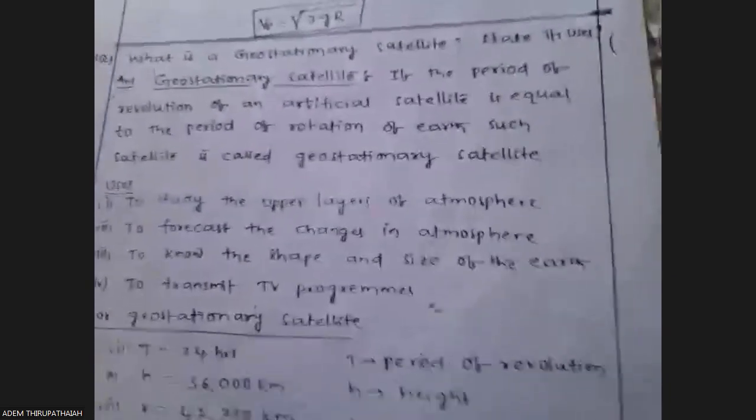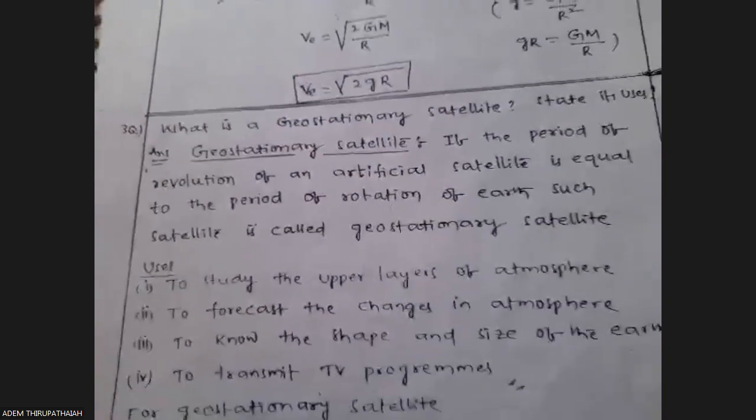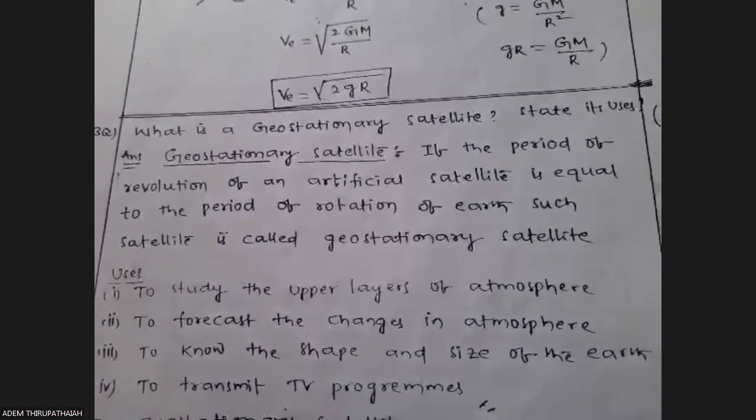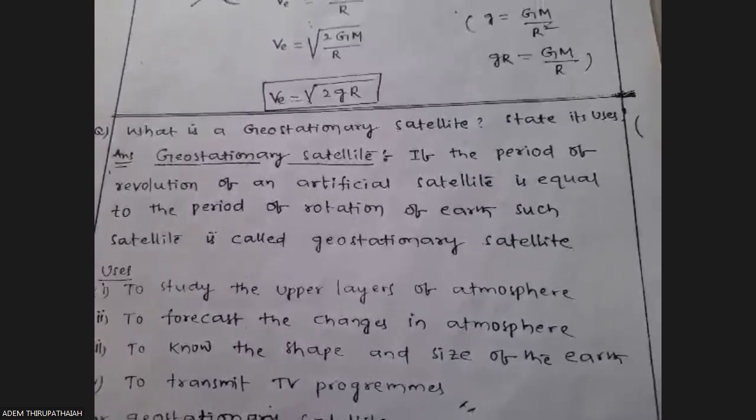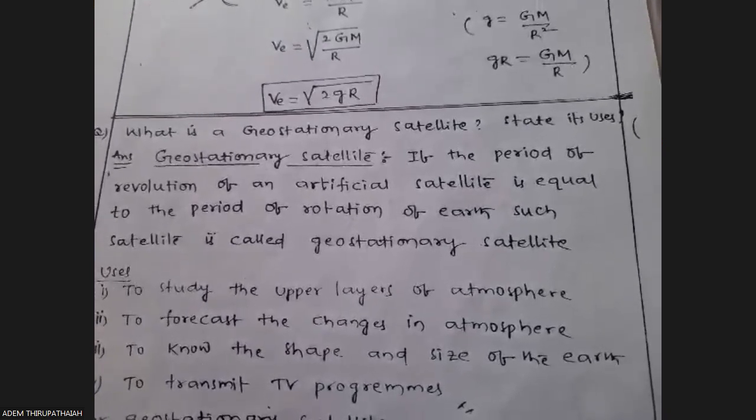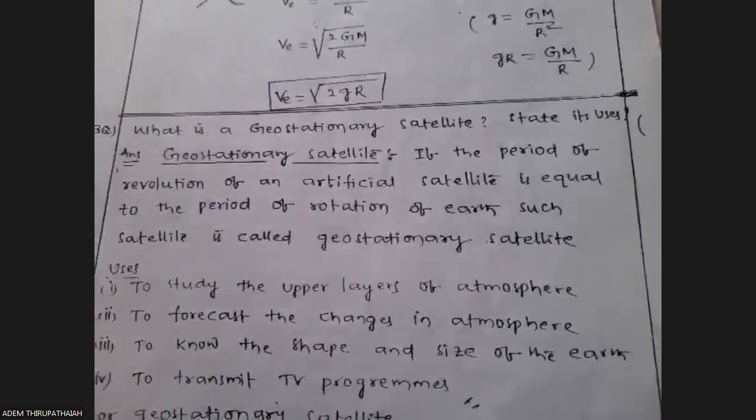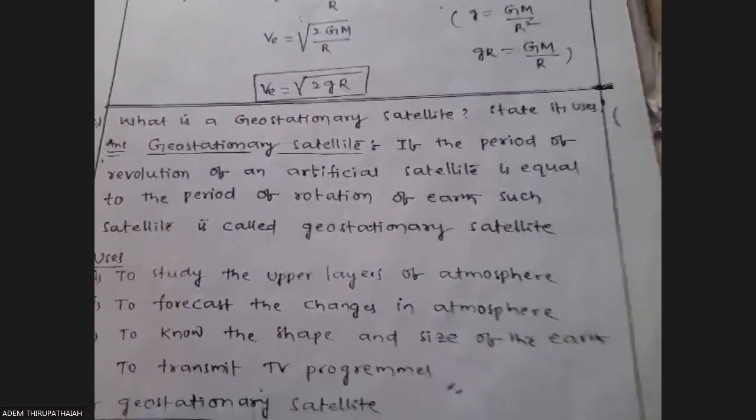Escape velocity is completed. Orbital velocity is completed. Now I am going to a very important question, the sixth question. What is a geostationary satellite? State its uses.